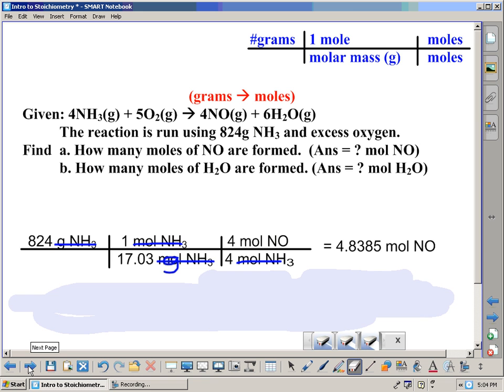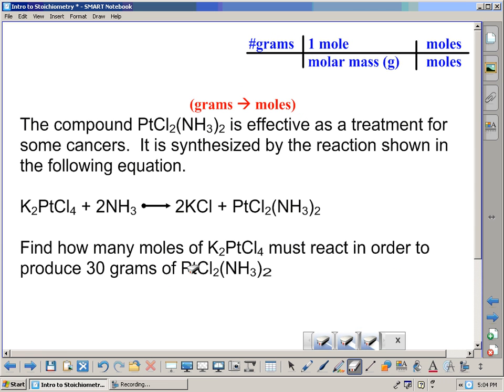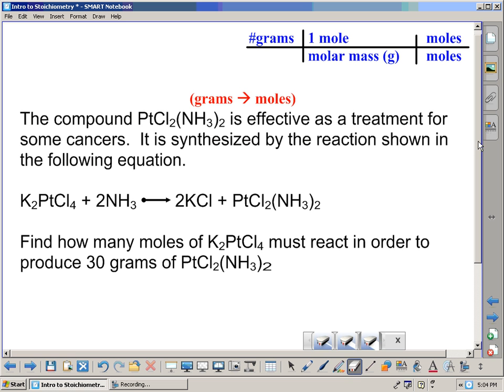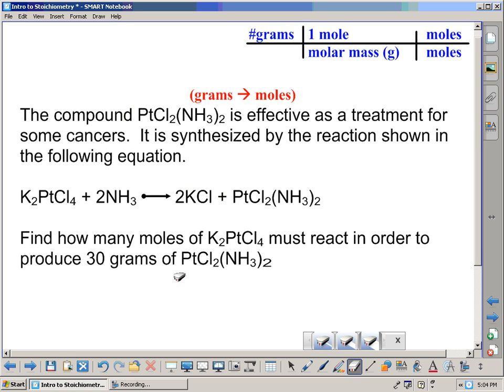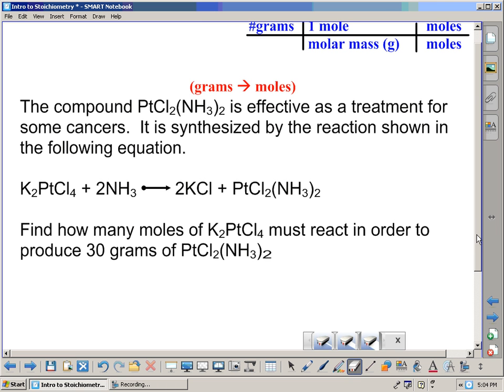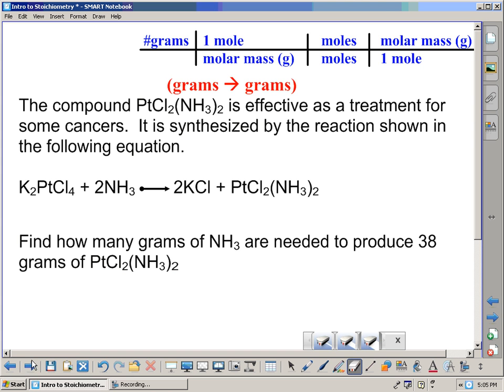Okay, now that you know how to set those up, we've got another one here, the grams to moles. You can pause the video, read through it, take a little time, do some calculations, and see if you come up with the same answer, which I'm about to reveal right now. You should get about 0.1 moles of K2PtCl4.